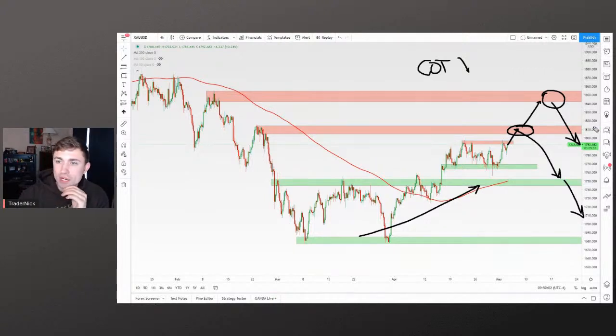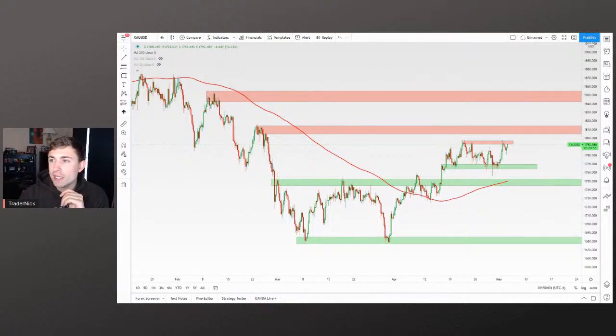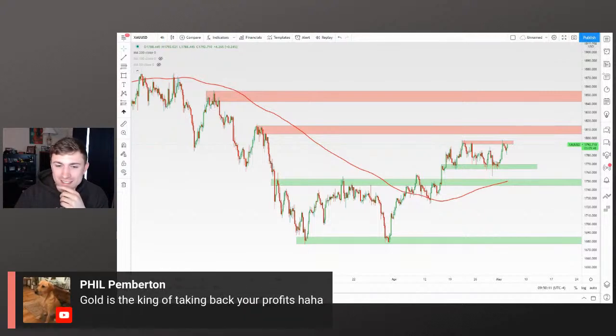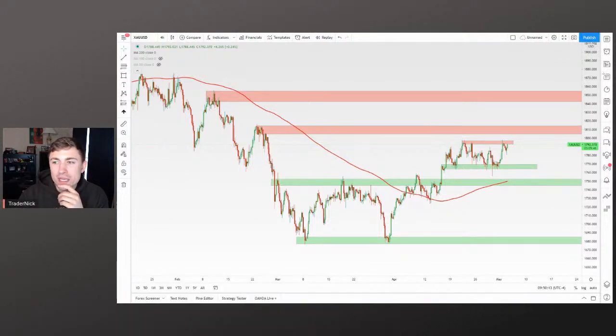So that is what we are looking at on the gold market today. Gold is the king of taking back your profits. Gold is either your best friend or your worst enemy.